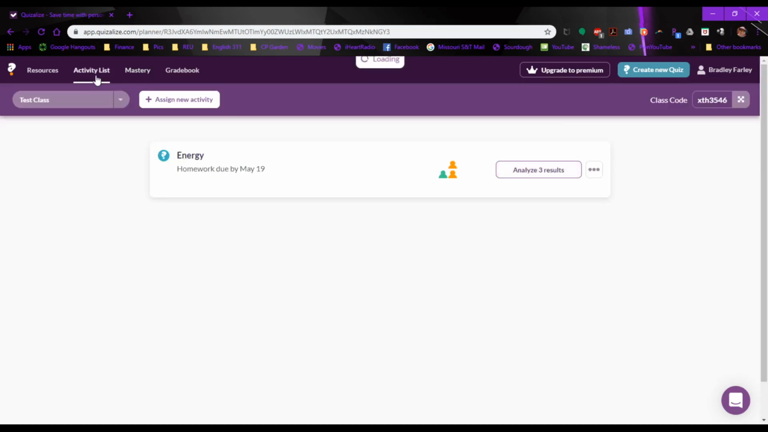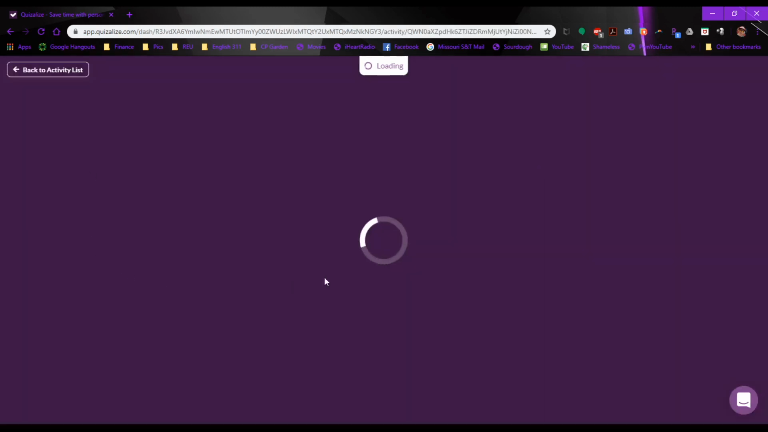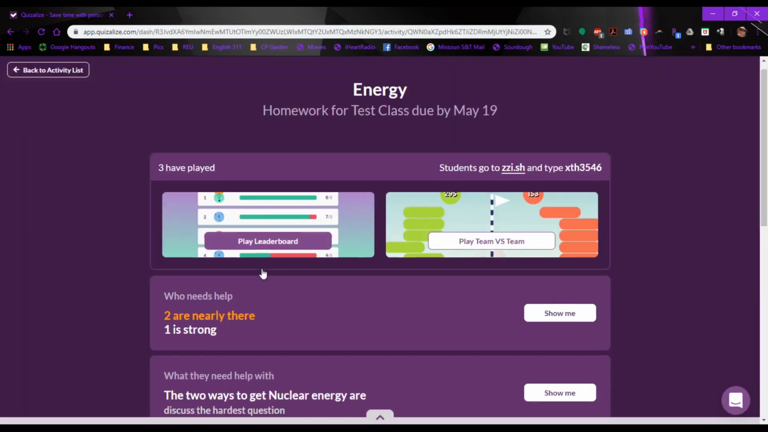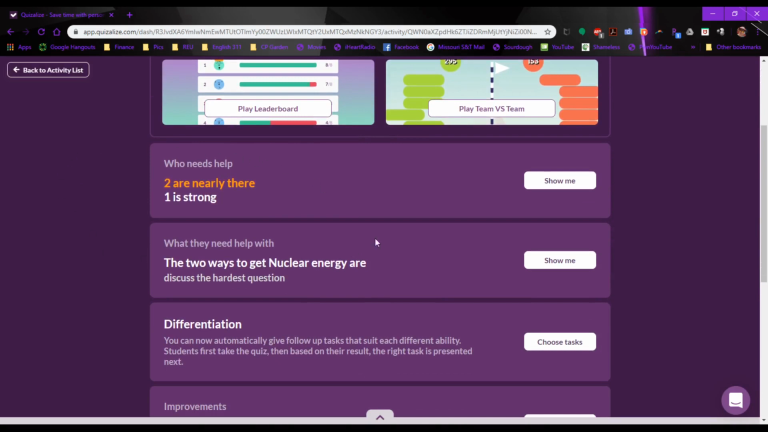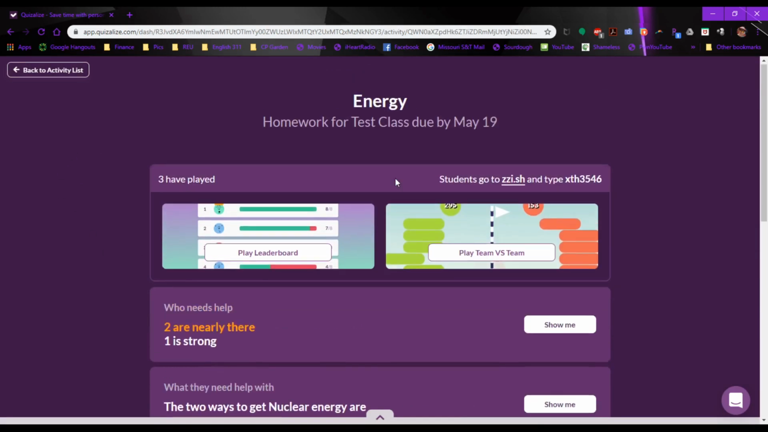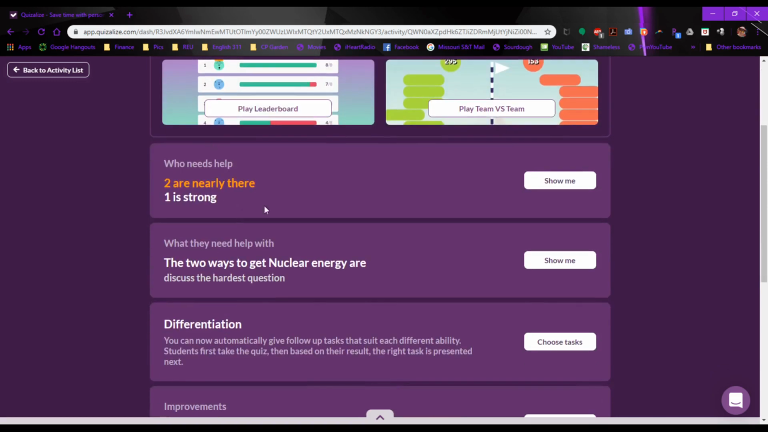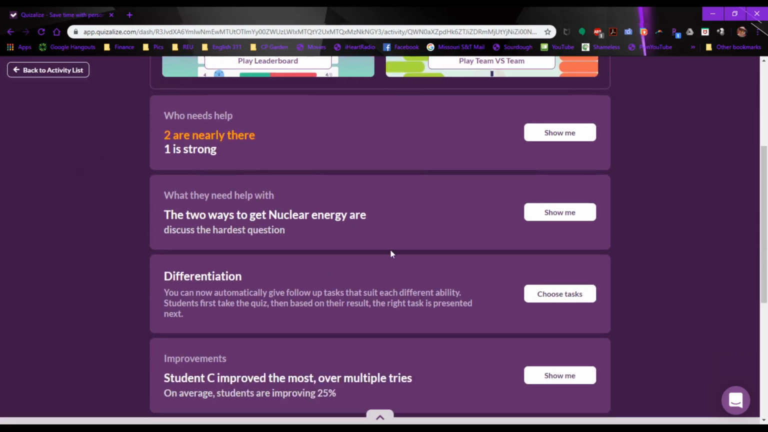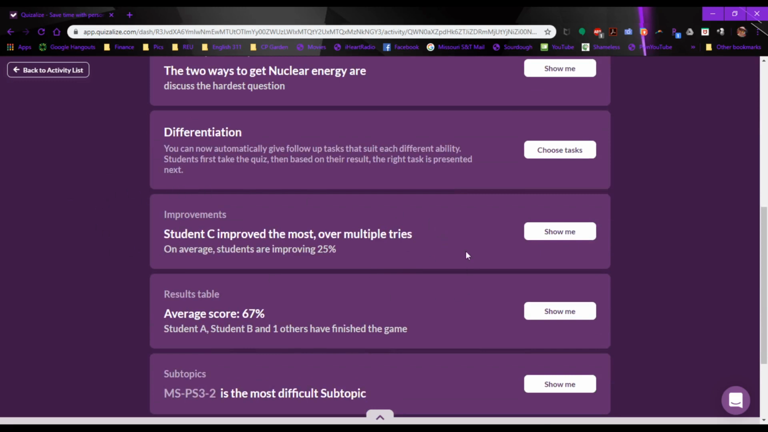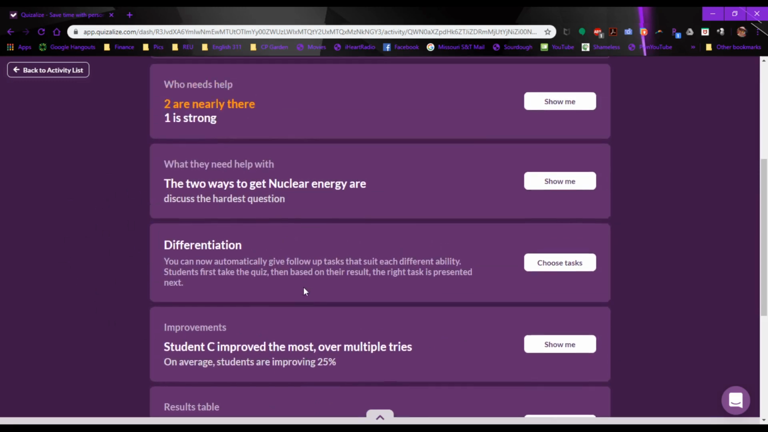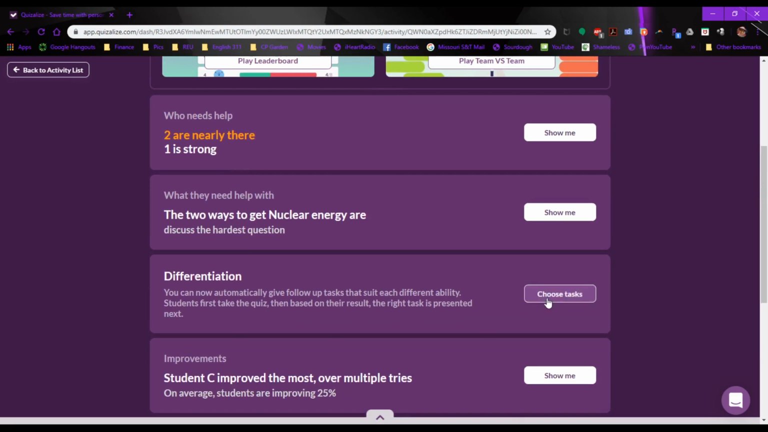What's really nice about some of the other feedback that you get from the Quizalize system as a teacher is that you can see specifically who's struggling where on specific activities. So if you had one quiz set up, you can see on that quiz how individual students did. You can see as a class which questions the class struggled with. You can see who is showing improvement. You can see the average scores, things like that. But this differentiation piece is what really sets Quizalize apart from some of the other platforms.